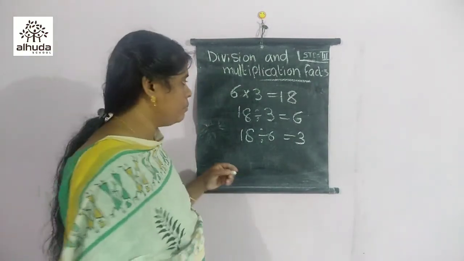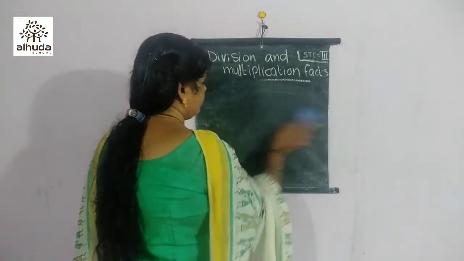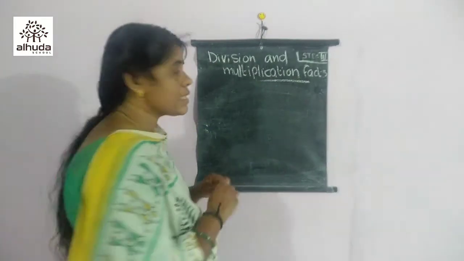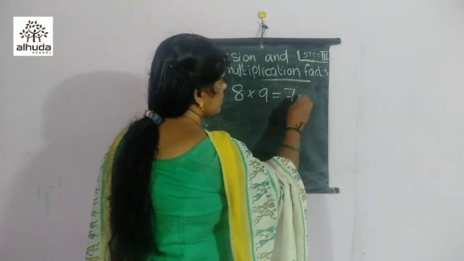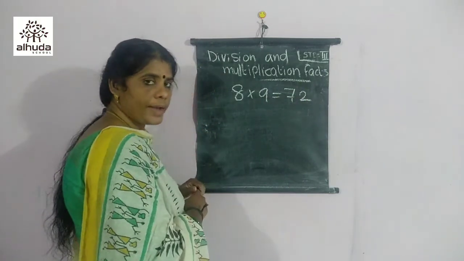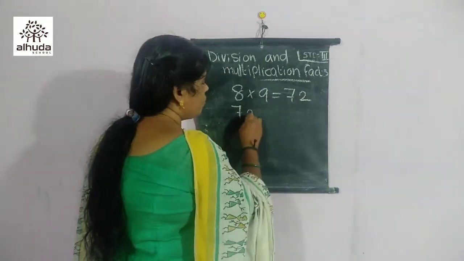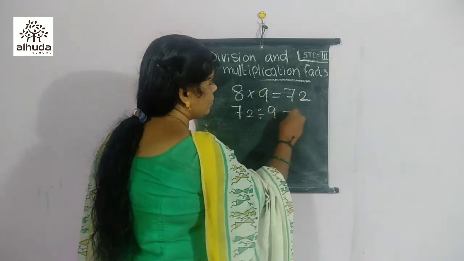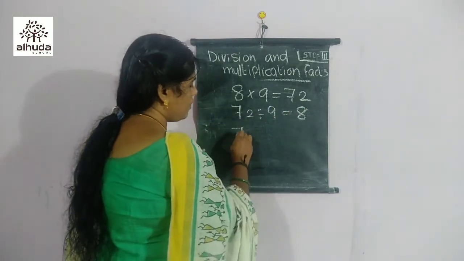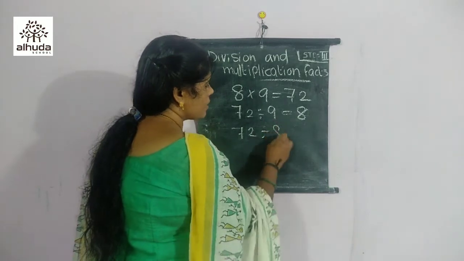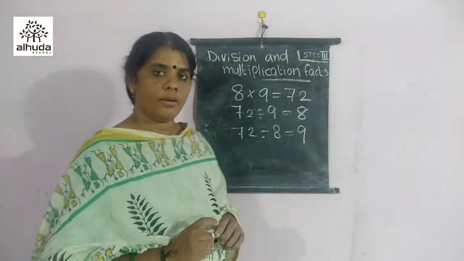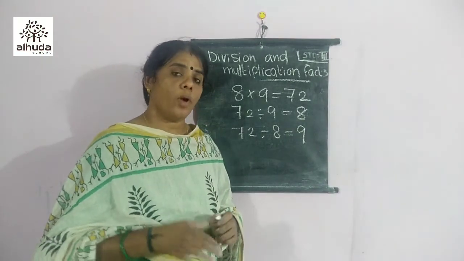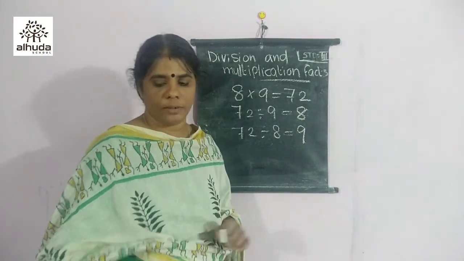Another example. 8 nines are 72. How do we write the division facts? It is 72 divided by 9 is equal to 8. 72 divided by 8 is equal to 9. So these are called the division facts. So division is the opposite of multiplication.